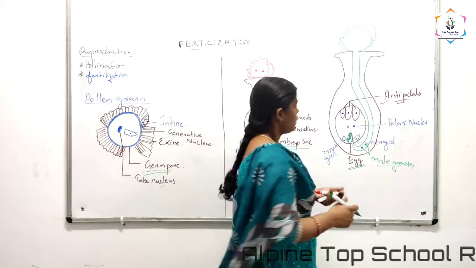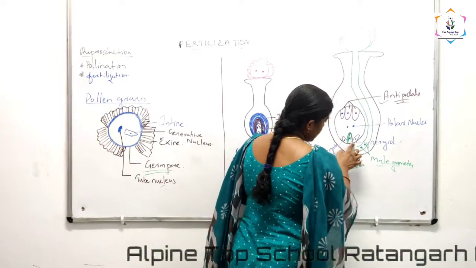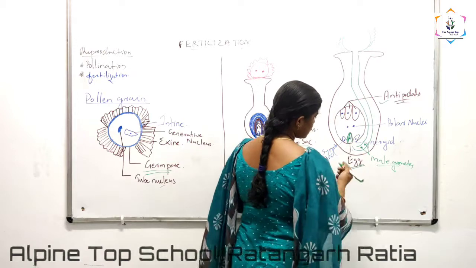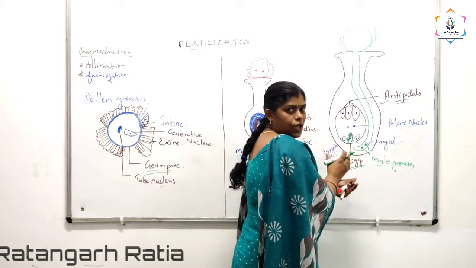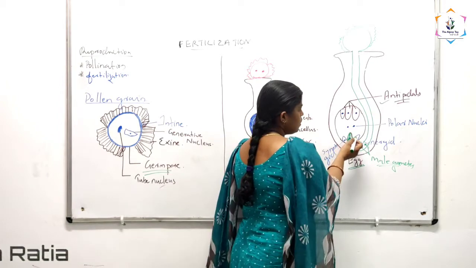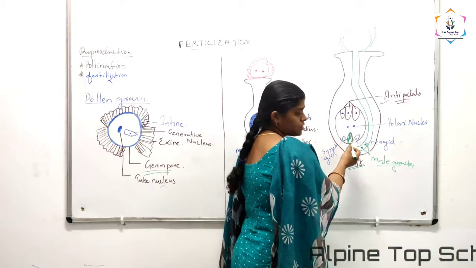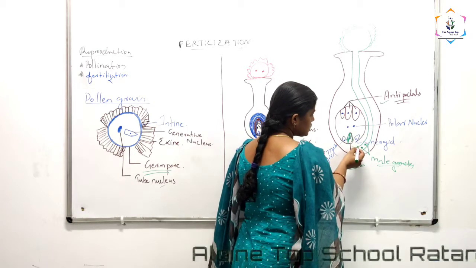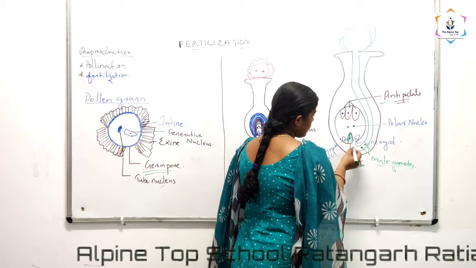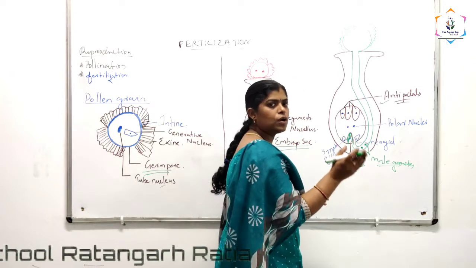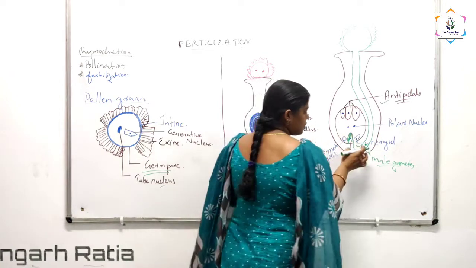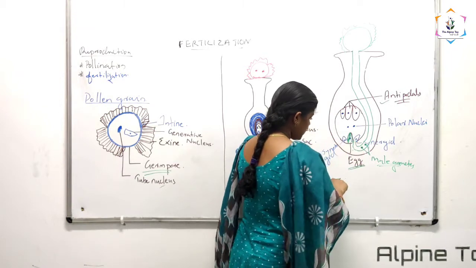How is it entering? It is entering into the synergid. You know what a synergid is? I told you two cells are there at either side of the egg. The egg has two cells at the sides. This is the synergid. The pollen tube is entering into one of the synergids.